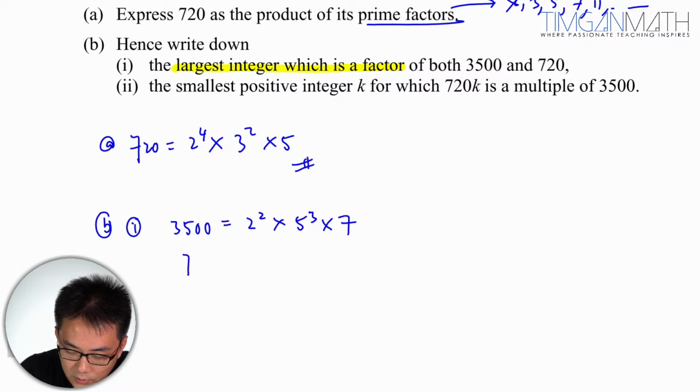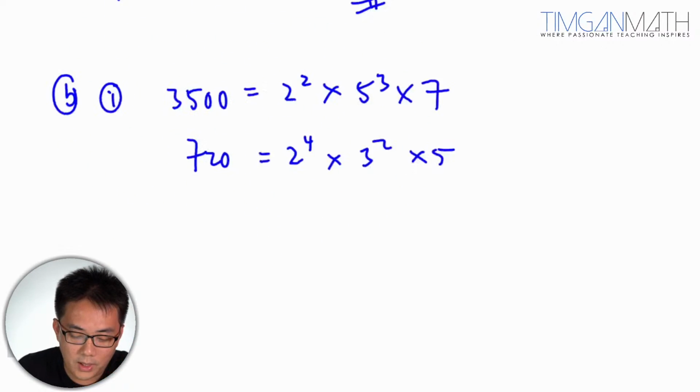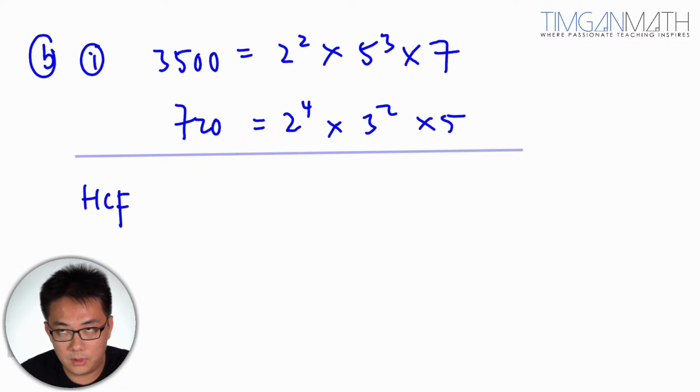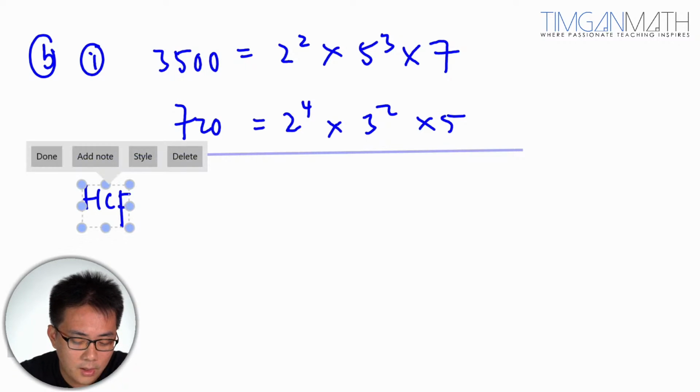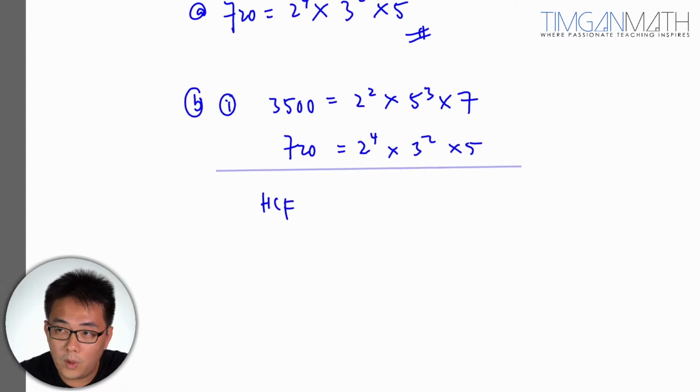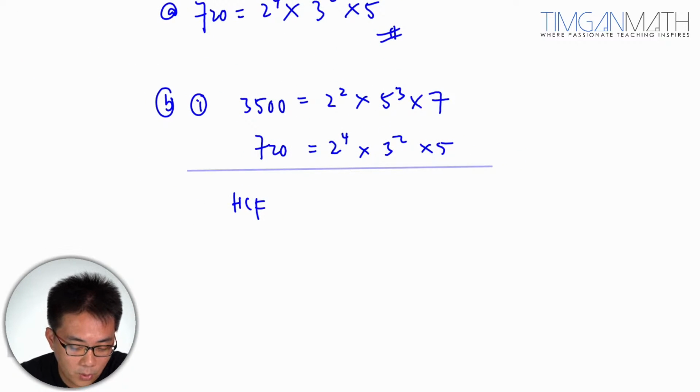So largest integer, which is a factor for both. Okay, so 720 would be 2 to the power 4 times 3 squared times 5. Usually what I will tell my students is, this is the greatest common divisor. Some countries say it's greatest common divisor, and some say HCF. But essentially it means the same thing, meaning what is the greatest number which can divide both of these numbers here.